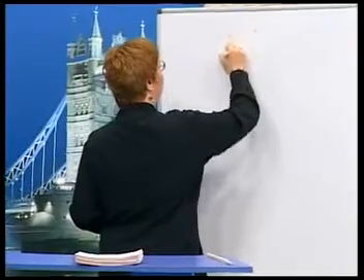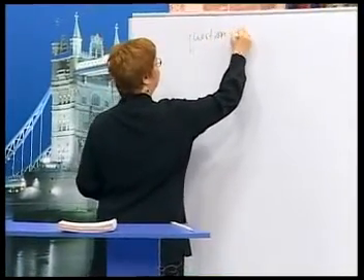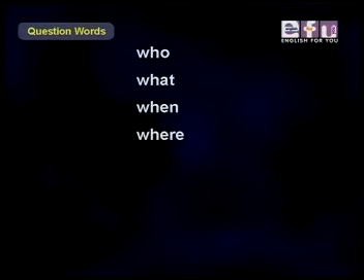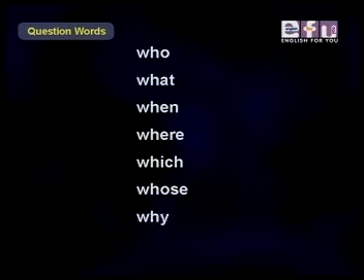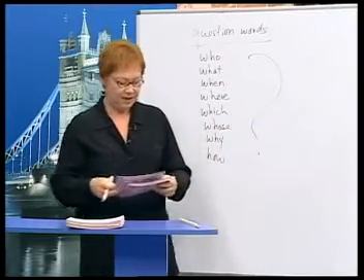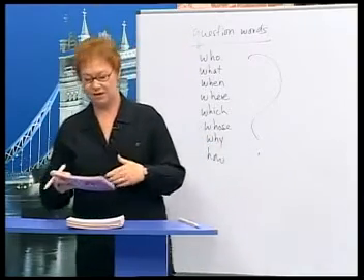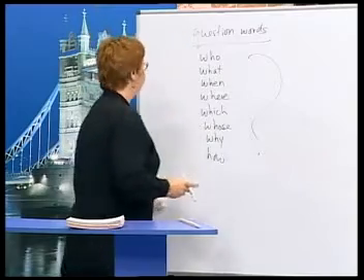Okay, now, first of all, when we ask questions, we often use question words. So these are the question words. These words begin questions. We have who, what, when, where, which, whose, why, and how. These all begin questions. Now, question words tell us something that we want to know. We ask a question. Now let's look at these one by one.